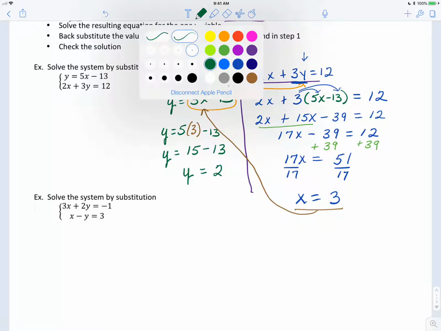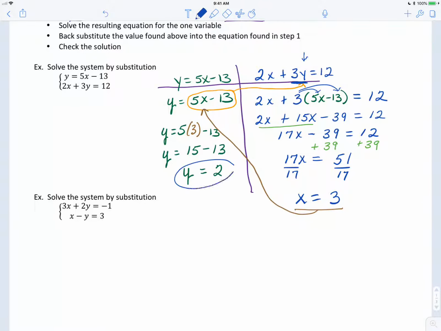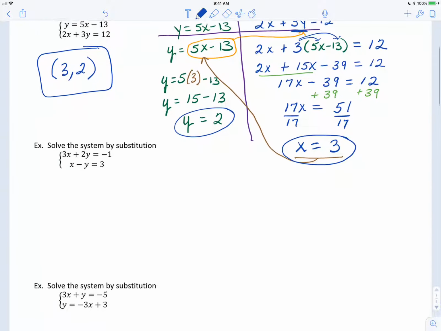All right, so now we've come up with our two solutions, our x and our y. And remember, all those ordered pairs are always written as the x value, then the y value. So (3, 2) is the solution to that system of equations. You can go back and check those answers by sticking in 3 for x and 2 for y and just see if those equations are true.